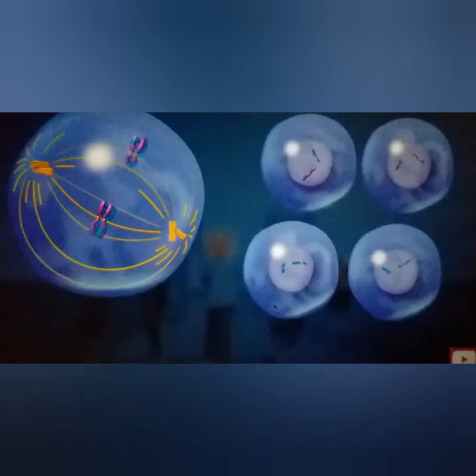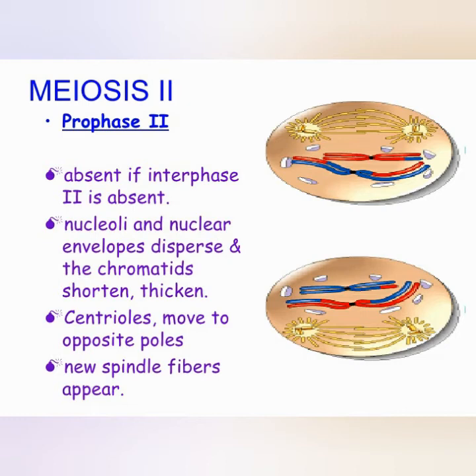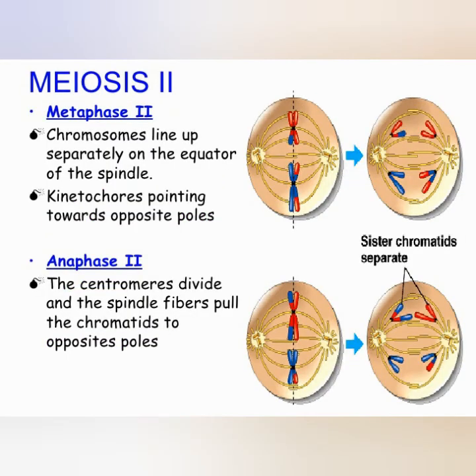Prophase 2 takes much less time as compared to prophase 1 of meiosis 1. That was a very long phase. Nuclear envelope disappears, nucleoli disappear, chromatin condenses, centrioles move towards the opposite poles and form the spindle fibers. Metaphase 2, chromosomes attach with the kinetochore and align at the equator of the cell. Anaphase 2, where centromeres are cleaved and sister chromatids are pulled apart towards the opposite poles.